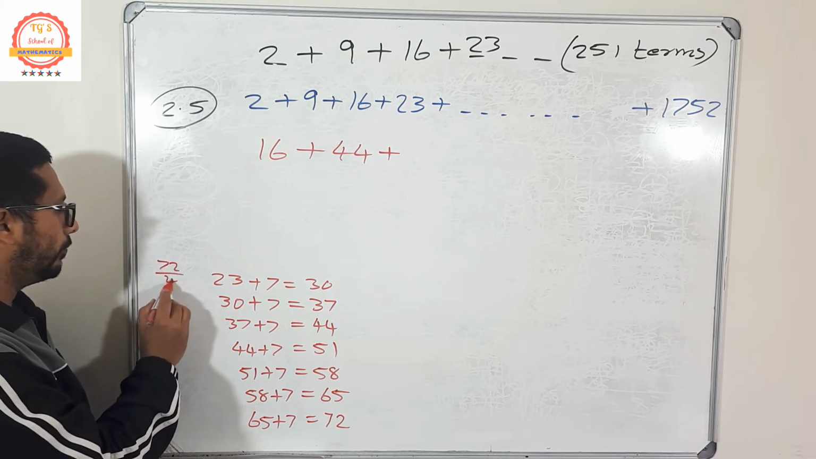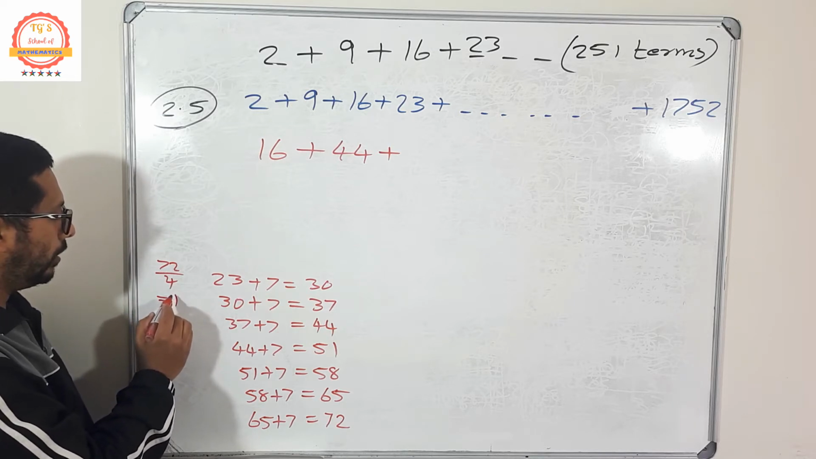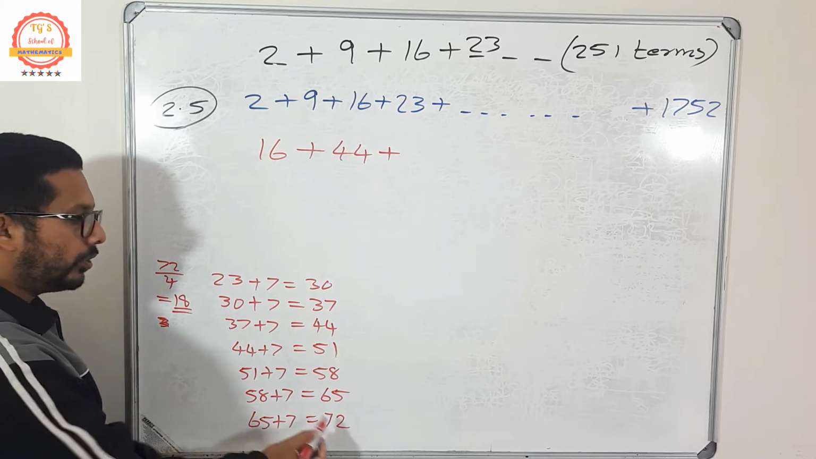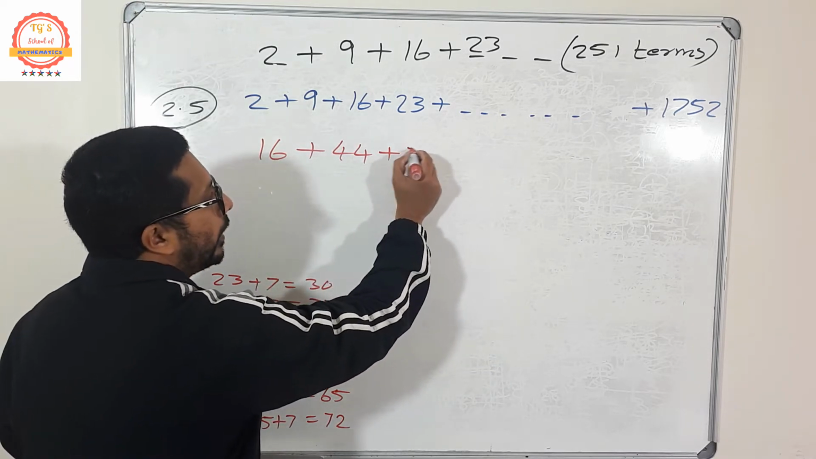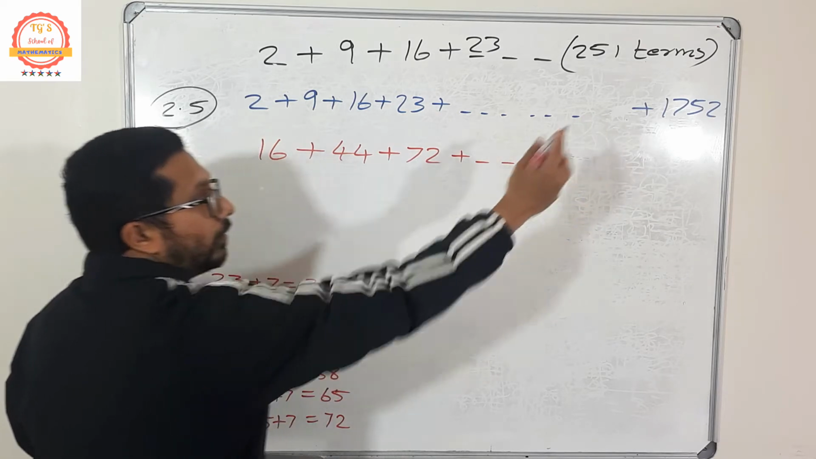72 divided by 4 is 18. So it means that 72 is divisible by 4. So after this 44, the next number is 72, and so on. What is the last number?